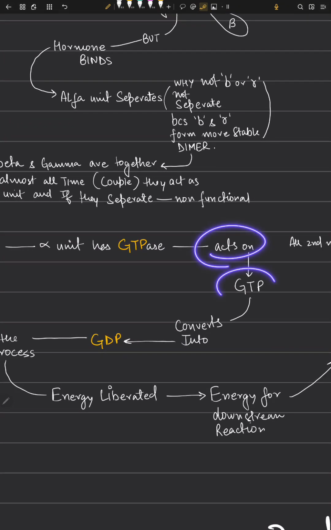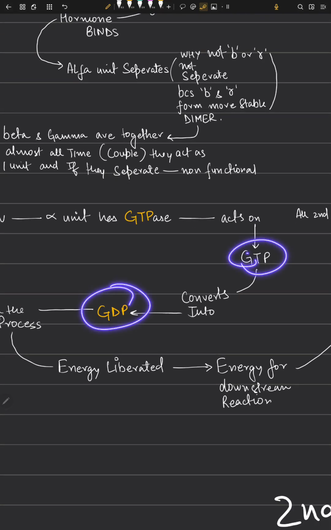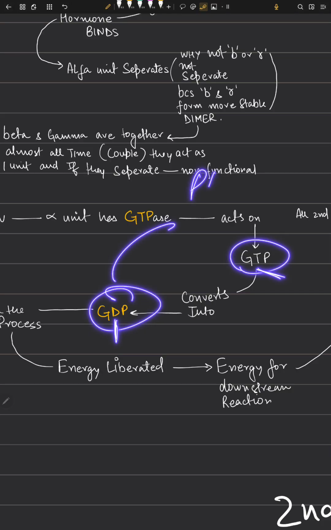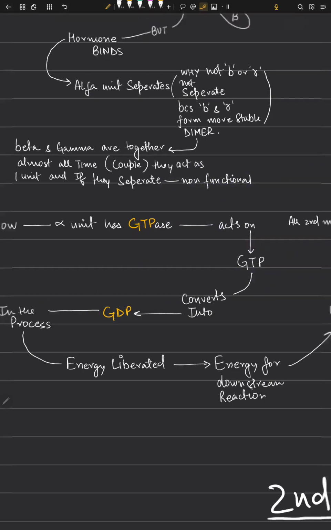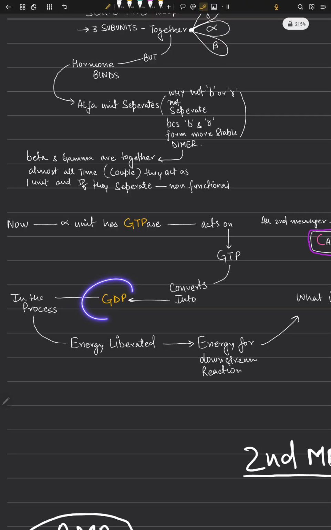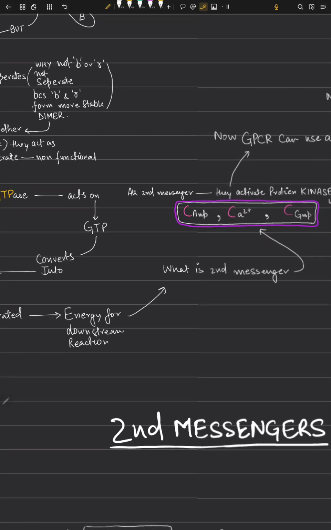It acts on GTP and converts this GTP into GDP with the help of GTPase. What does this GTPase do? It hydrolyzes GTP into GDP. This is di, this is tri. It removes one phosphate, and this phosphate is how the energy moves inside the cell. In this process, energy is liberated, and then the energy goes to downstream reactions.